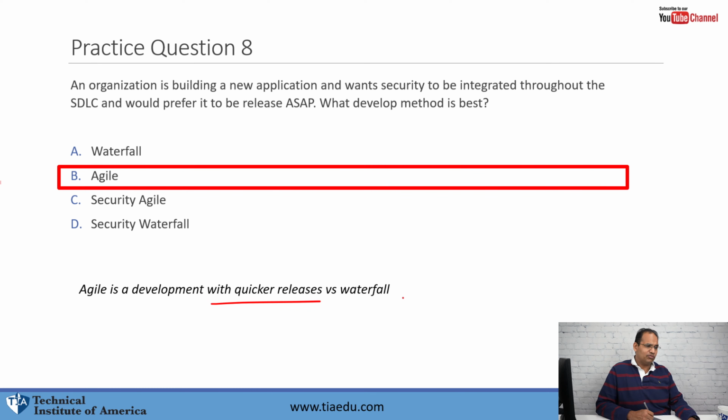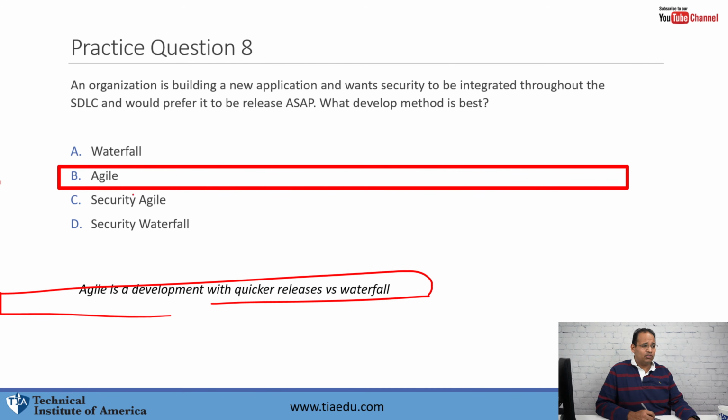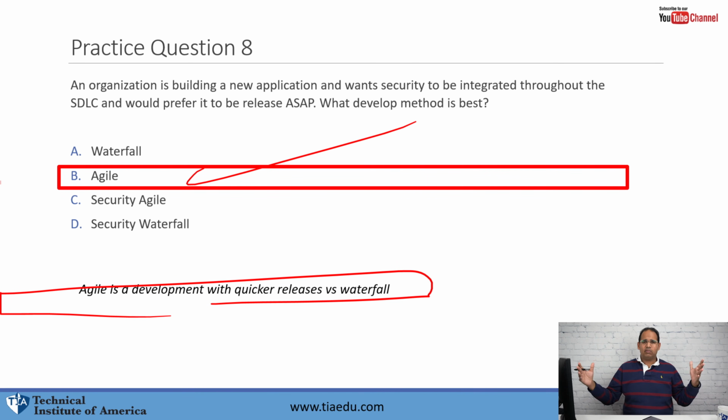Agile development allows for quicker releases versus waterfall. Now, with waterfall, everything takes very long, right? You have to gather requirements. You have to build the software for an incredible amount of time. You have to test it. Agile pushes software out very fast. Security Agile and Security Waterfall are made-up terms. Those don't exist. But Agile, so what are you doing? Scrum, extreme programming. Remember, Agile is an umbrella term that includes all the incremental or iterative software development. Making B the correct answer.